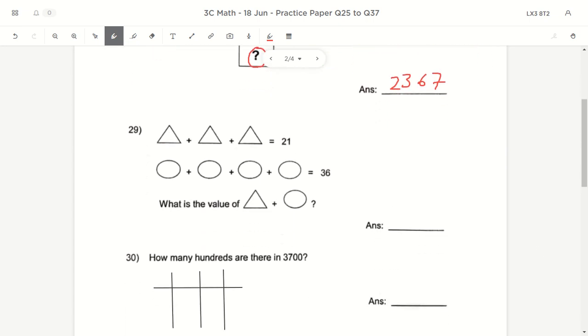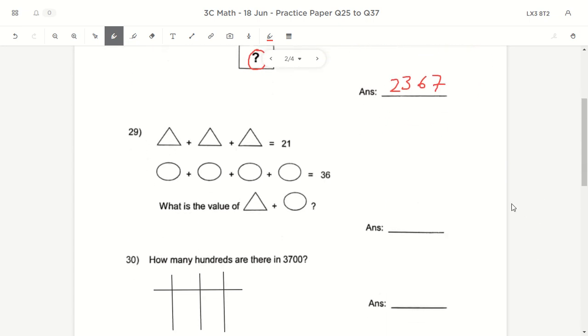Okay, 29 is fun. Okay, it's about shapes. 3 equal triangles is 21. So which three numbers that are the same add together to give you 21? What you need to do is very simple. 21 divided by 3 equal triangles. So each triangle gives you 7. This is your times table. So I know this is 7, this is 7, and this is 7. Meaning one triangle is 7.